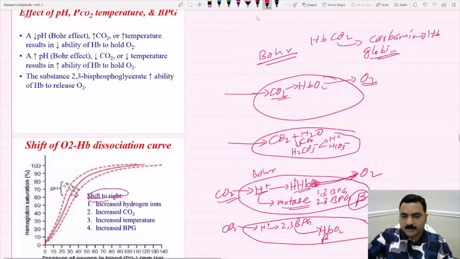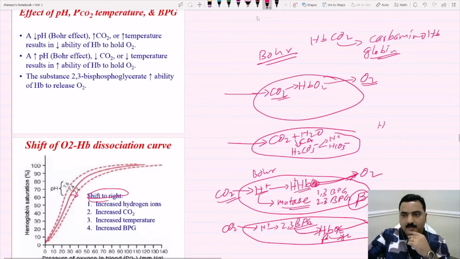Now when the 2,3-BPG comes in, what will happen to the oxygen? The oxygen will go out. The oxygen will not be with the hemoglobin, and the oxygen will go out. So this property is used by the mother and the fetus. The mother has the beta chain, but the fetus has the gamma chain. So what will happen? The gamma chain cannot bind with 2,3-BPG. So the mother's oxygen will move from the mother's hemoglobin, the HbA, to the fetal hemoglobin.